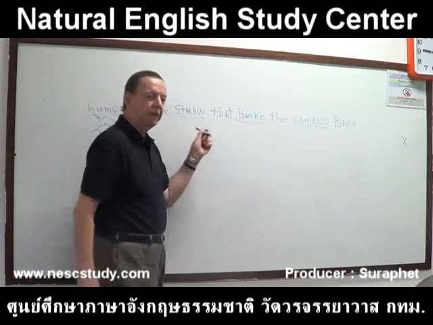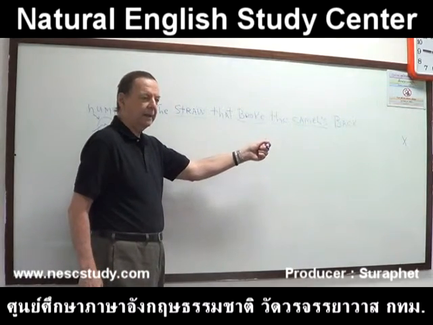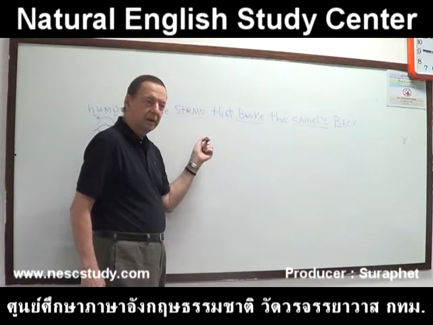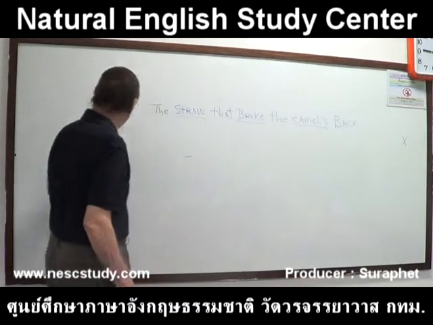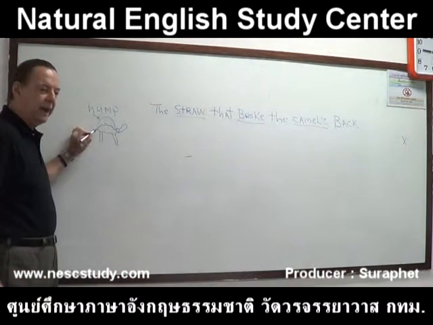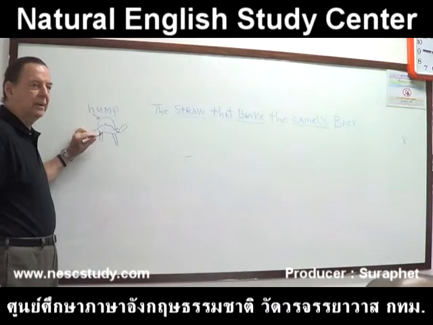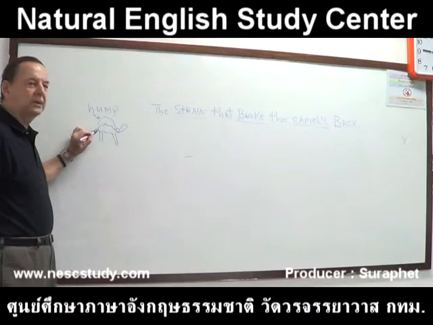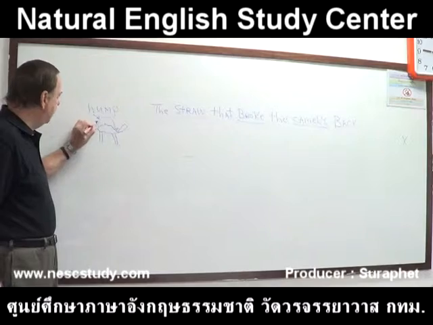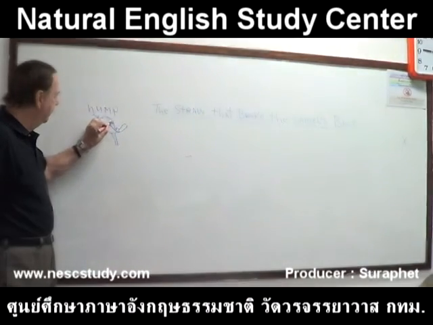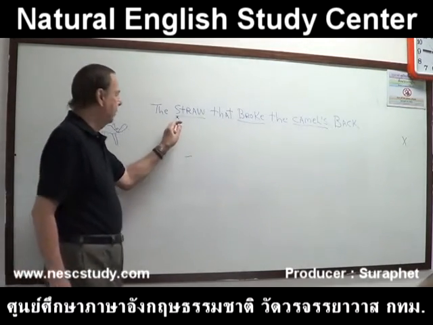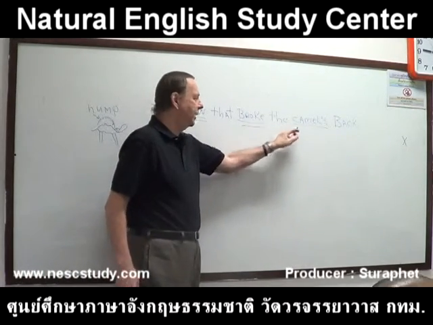So, the straw that broke the camel's back. A straw is a piece of grain or something. The camel carries things on his back, large amounts of things. He is a very strong animal and walks across the desert carrying various things, in this case, a load of straw. The straw that broke the camel's back.